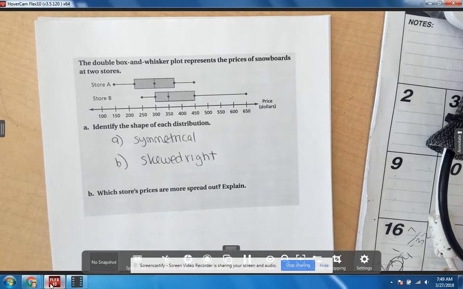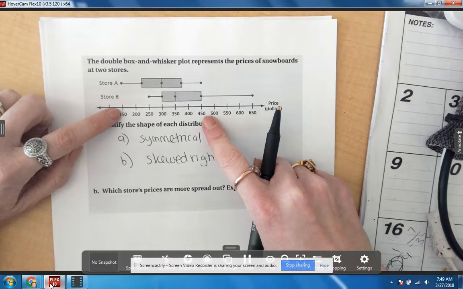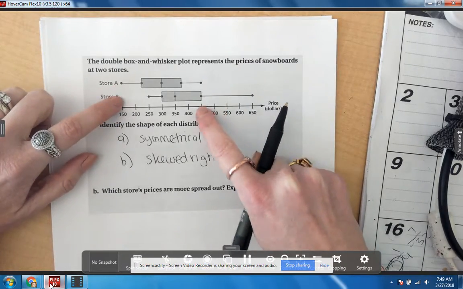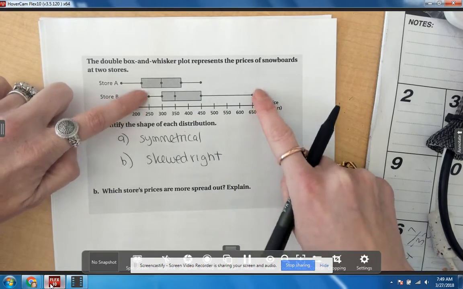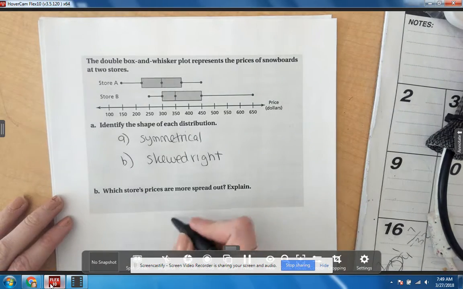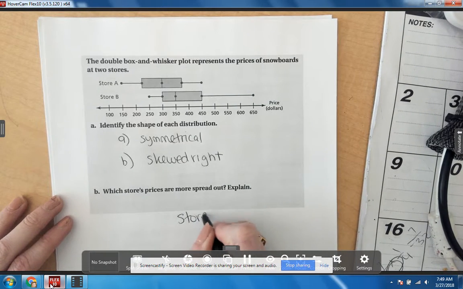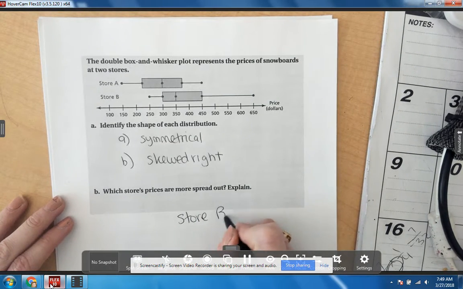B says which store's prices are more spread out, and explain. Basically you're looking for which one has the bigger range. This one goes from 150 to 450, so that only has a range of 300. This goes from 250 to 650, so that has a range of 400. So store B, because it is a longer box and whisker.